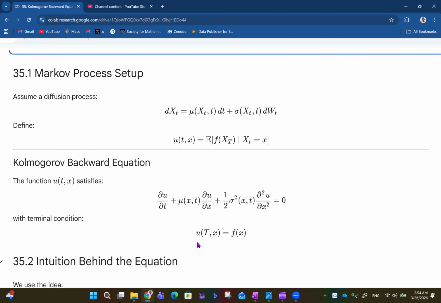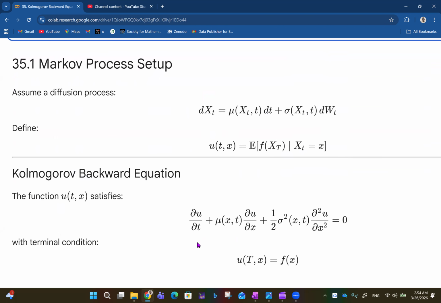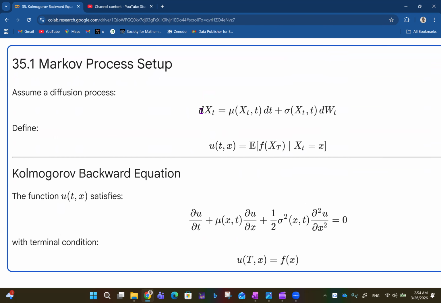So, 35.1, now we have the Markov process setup, where we first assume a diffusion process where dX_t is equal to mu(X_t, t) dt plus sigma(X_t, t) dW_t, and we define that u(t, x) is equal to the expected value of f(X_T), given that X(t) equals x.